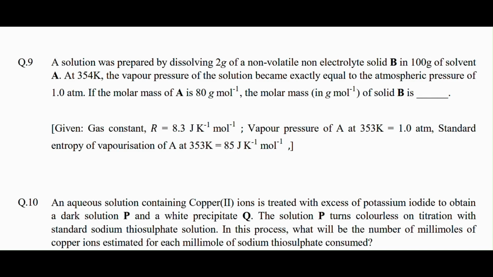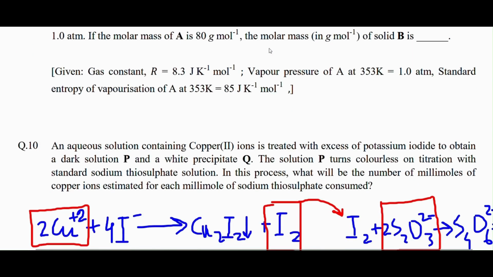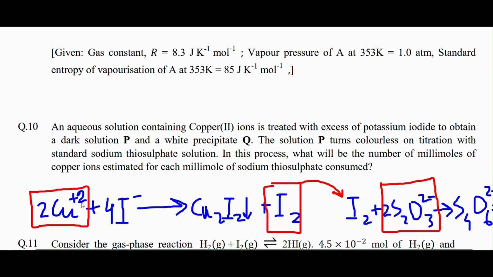And in this process, what will be the number of millimoles of copper ions estimated for each millimole of sodium thiosulfate consumed? So going step by step, the first reaction that we are taking up is copper 2 plus ions reacting with KI or I minus. So if we see this reaction, we see that the two copper ions react to give 1 mole of I2, producing Cu2I2 as well.